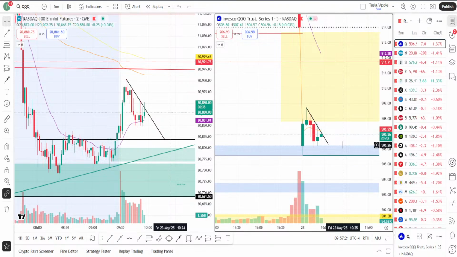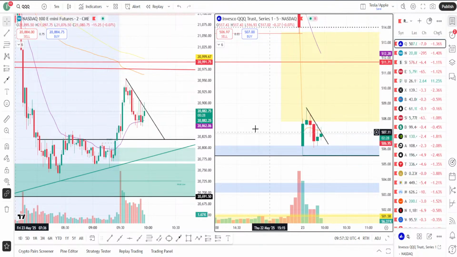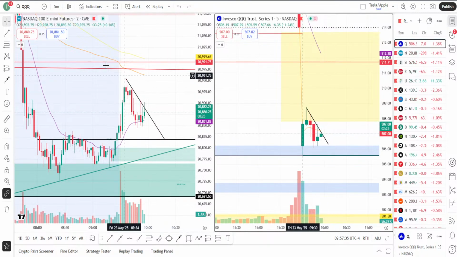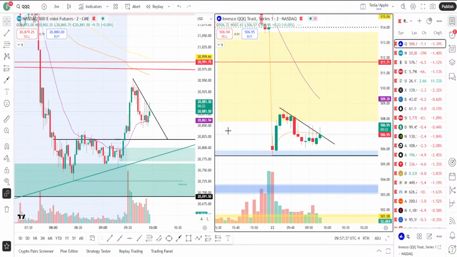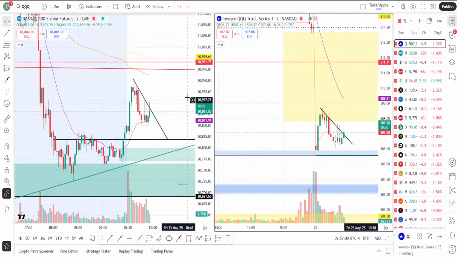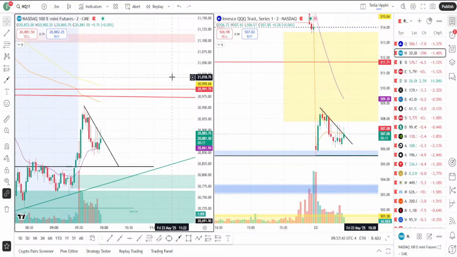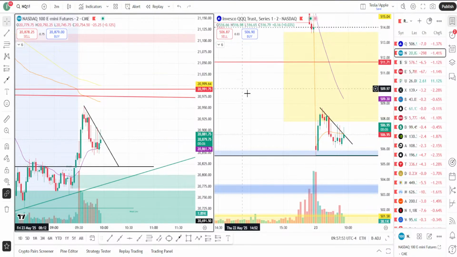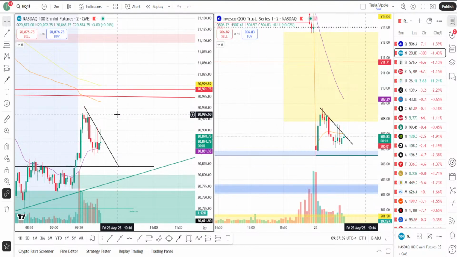See what we can get here. Maybe we could get a setup by 10:30. Hopefully. All right, 3 more minutes until new home sales report comes out.